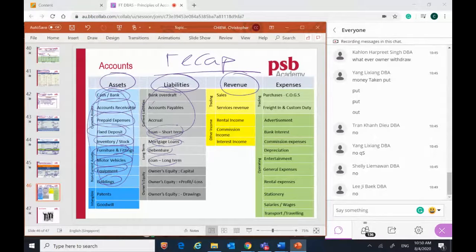Then we have your revenue. Revenue is whatever you earn. Whatever you earn from selling, we call your sales. Whatever you earn from providing a service, we call it service revenue. What you earn from renting out is called rental revenue. What you earn from commission, commission income, and so on. All these are your revenue. This is what you earn.